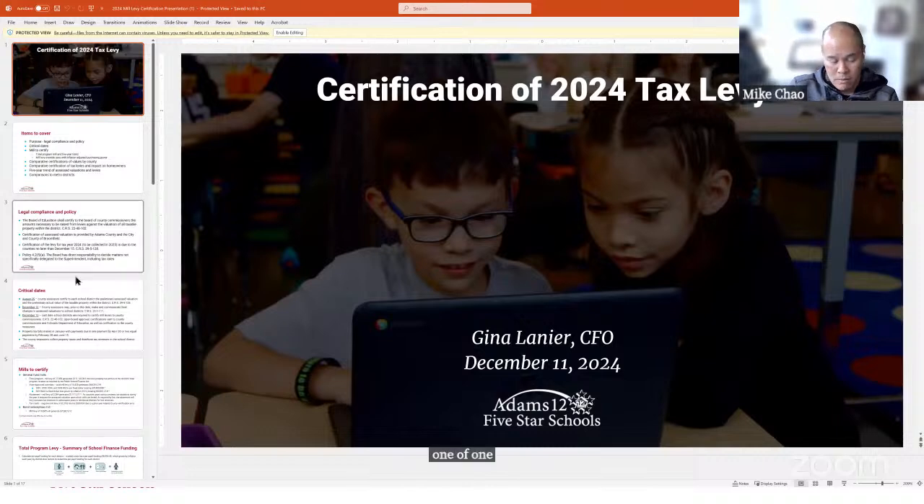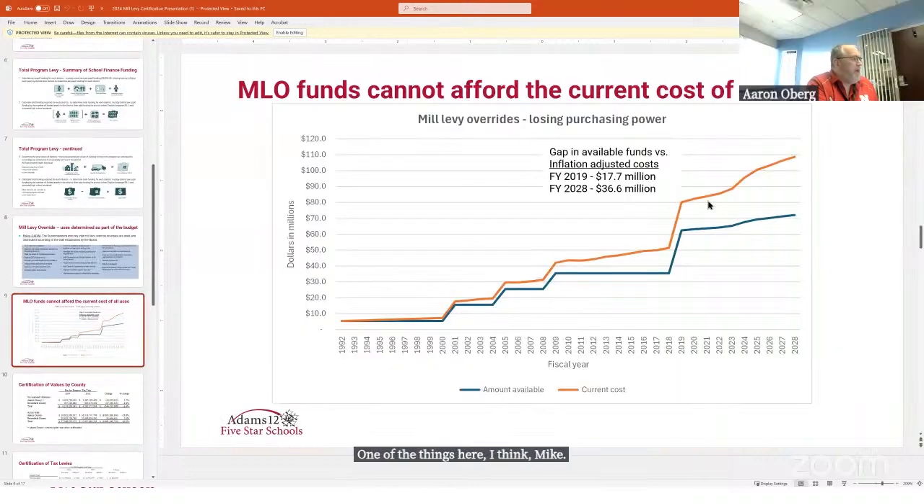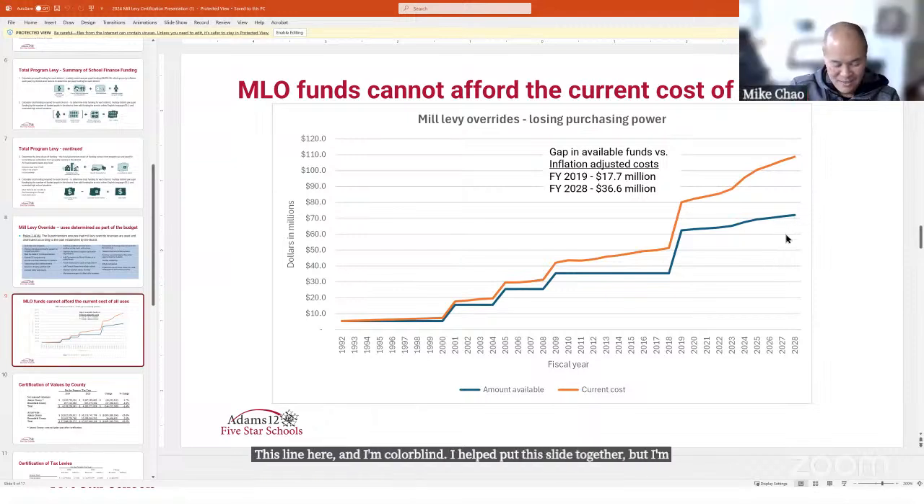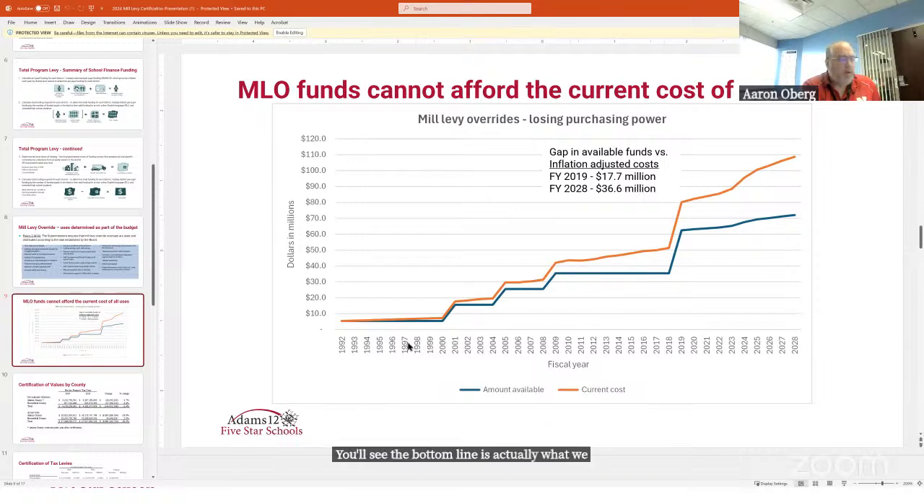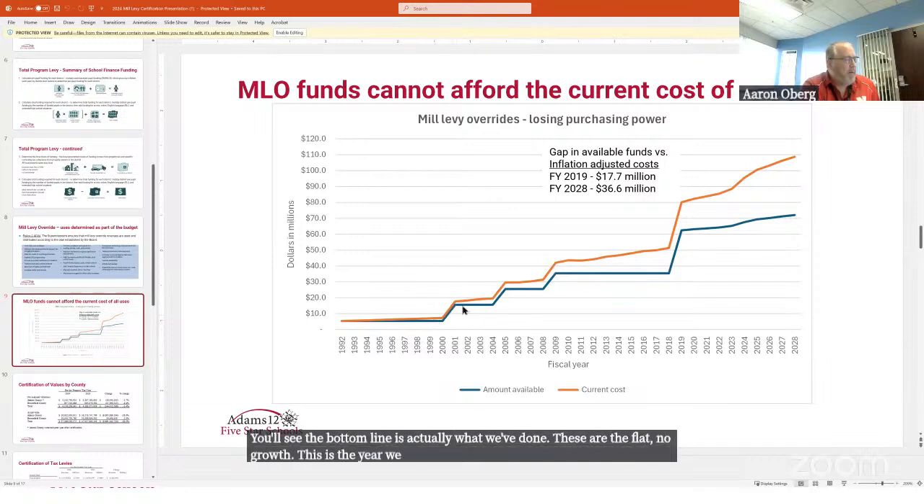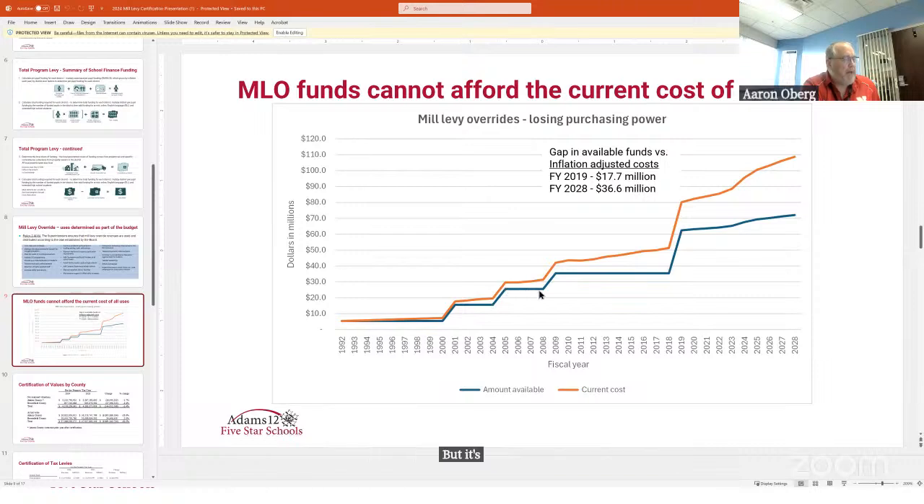One of the things here that I think, Mike, is important to see is this line here, and I'm colorblind. I helped put this slide together, but I'm colorblind. So let's just go with the bottom line. You'll see the bottom line is actually what we've done. These are the flat, no growth. This is the year we passed an additional levy, but it's no growth until we pass another one. No growth, regardless of what happens to assessed valuations in the district.